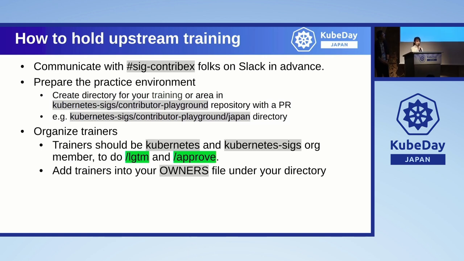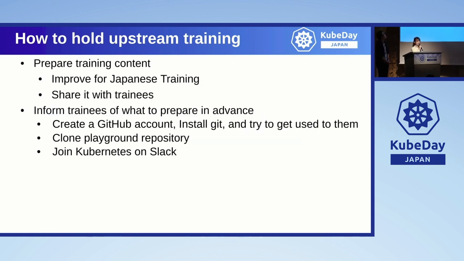Then there is some work about organizing trainers. Trainers should be one of the Kubernetes-sigs organization members so that we can review and merge trainees' pull requests. So we have to add trainers into the owners file under our training directory. And after that, we prepare our training text and share it with the trainees in advance.